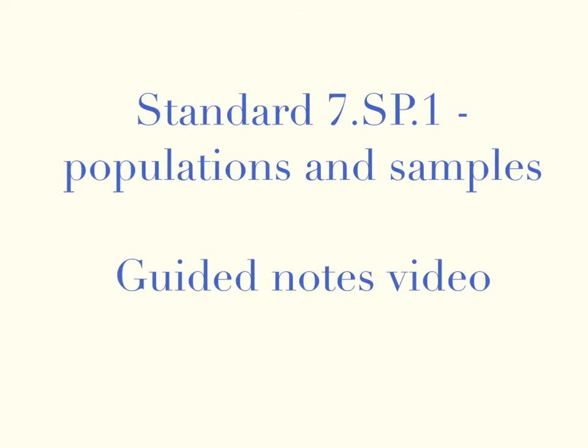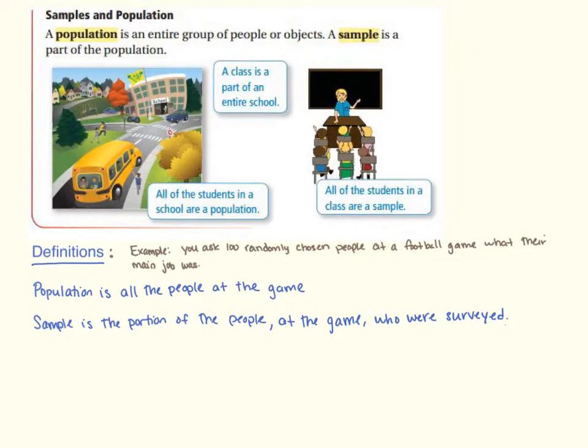Here's the video that goes along with your guided notes covering the standard 7.SP.1, which covers populations and samples, introducing the whole data aspect. Okay, so on your notes on the front, you'll see the definitions of population and sample that the book gives you, as far as comparing a population and a sample regarding the entire school versus a class size. Now, I need you to write down the definitions at the bottom.